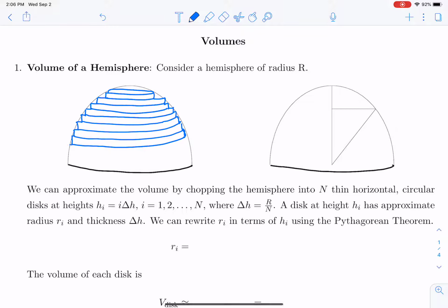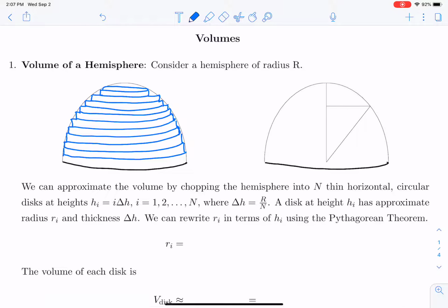Now, of course, by slicing it horizontally, I am getting near cylindrical slices, but they're not perfectly cylindrical. So there's a little bit of the volume that I'm not capturing by assuming that these slices are cylinders. But as I make these slices thinner and thinner, I should be able to get to the exact volume of this hemisphere.